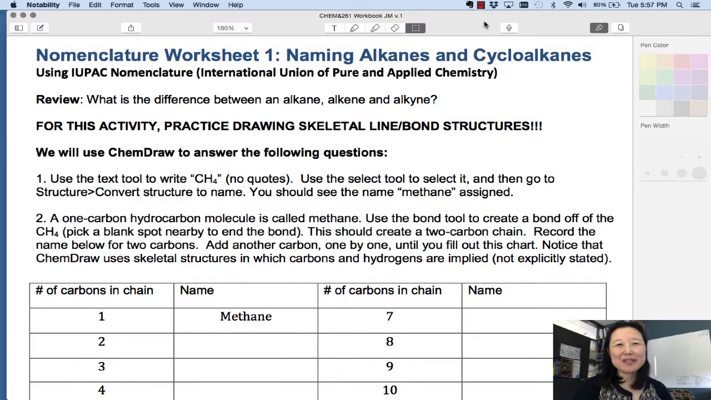Hi everyone, welcome to our lesson today on naming alkanes and cycloalkanes. This is called nomenclature. So you want to be able to have a molecule and know what to call it so you can communicate that with other people.